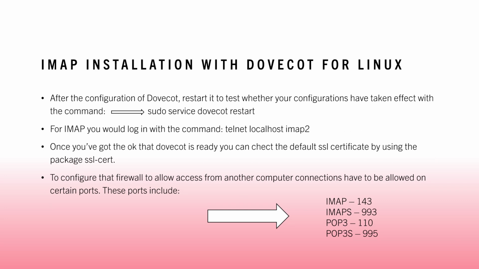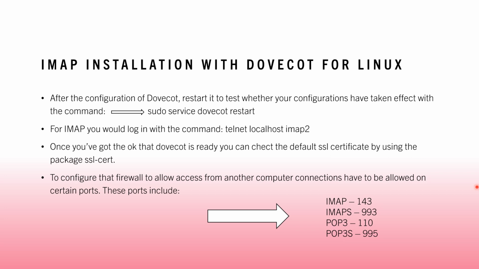After the configuration of Dovecot, restart it to test whether your configurations have taken effect with the command sudo service dovecot restart. For IMAP, you would log in with the command telnet localhost imap2. Once you've got the OK that Dovecot is ready, you can check the default SSL certificate, which is the Secure Socket Layer certificate, by using the package ssl-cert.